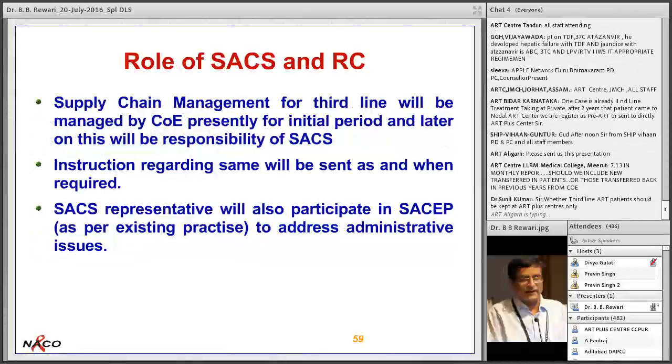Supply chain management for third line ART will be managed by COE presently for the initial period. Instructions regarding the same will be sent as and when required, and a SACS representative will also participate in SACEP, because SACEP for third line will be only at COEs, so the SACS representative must participate.